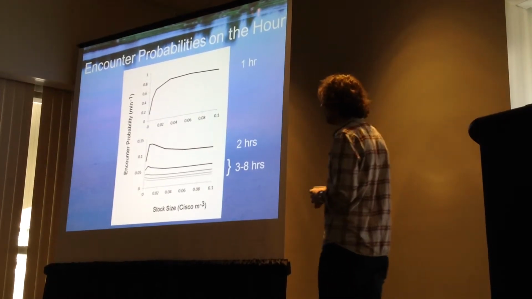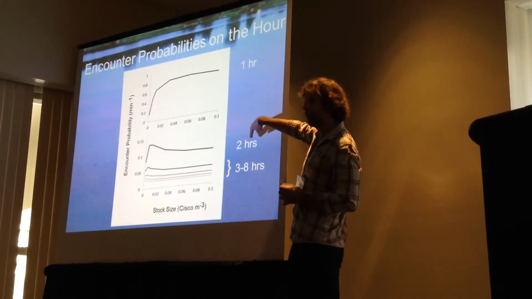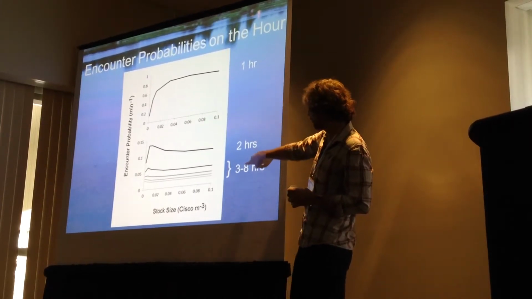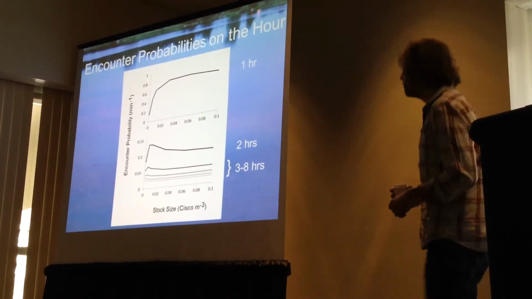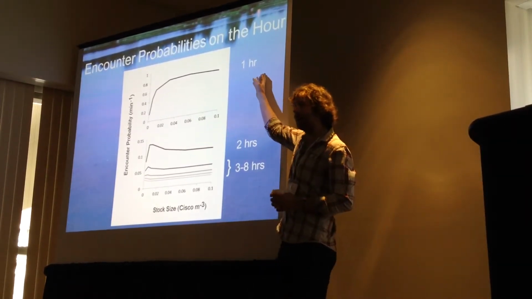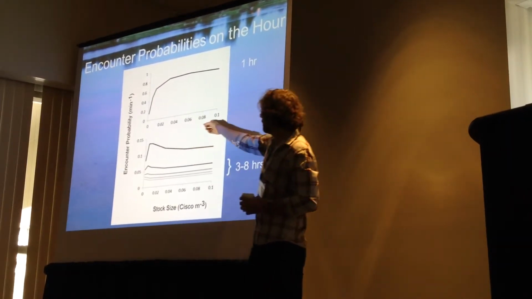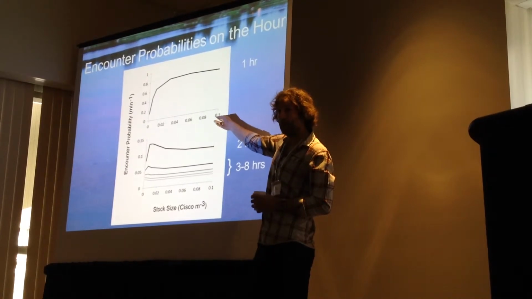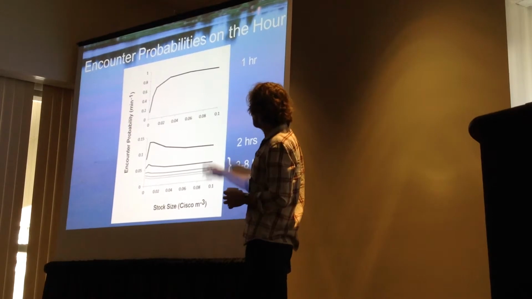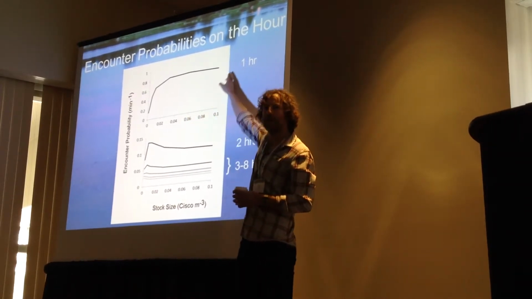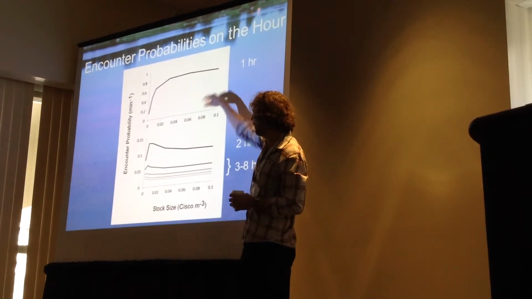A good idea is to take a few slices of the day, so at 1 hour after sunrise, 2 hours, and 3 to 8 hours, and look at the different shapes of the functional responses over that time. At the first hour, you get that very type 2 response. This is the density of the population, or the population size, and this is our encounter probabilities. At 1 hour, as the population gets larger, the encounter probability does get larger across all the schools and individuals for the lake trout.